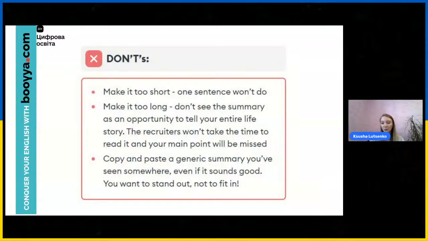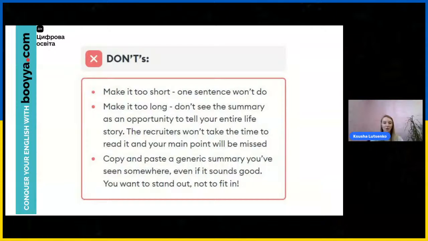We value other people's time, so we don't want them to spend their entire life reading, and we don't want them to read about our entire life. Making it storytelling doesn't mean making it a boring and long read. And please don't copy paste a generic summary you've seen somewhere, using some buzzwords.